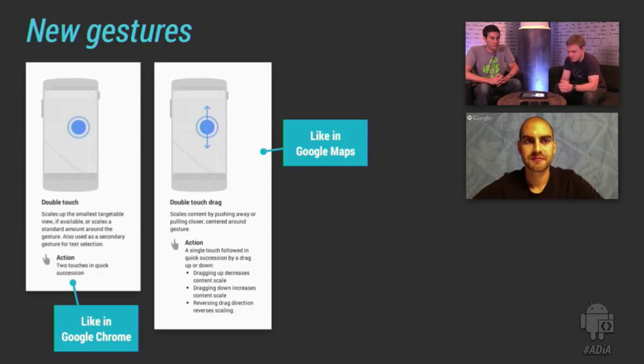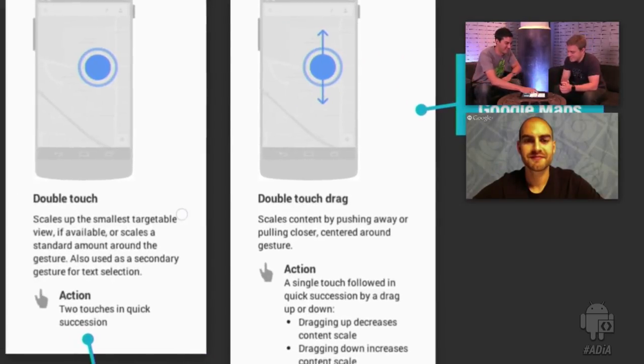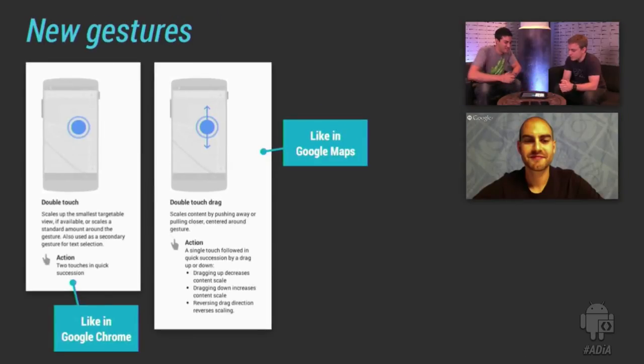So the expansion on double touch basically says, if you're looking at a photo, or something that's just zoomable, double touch should zoom it in. If you're in something like Google Chrome, or something else that has bits and pieces of information laid out, and you double touch on one of those bits and pieces of information, what this is saying is that you should zoom in to that content. So if you're in Chrome and you double touch on a column of text on a web page, it'll actually zoom to fit that column of text.